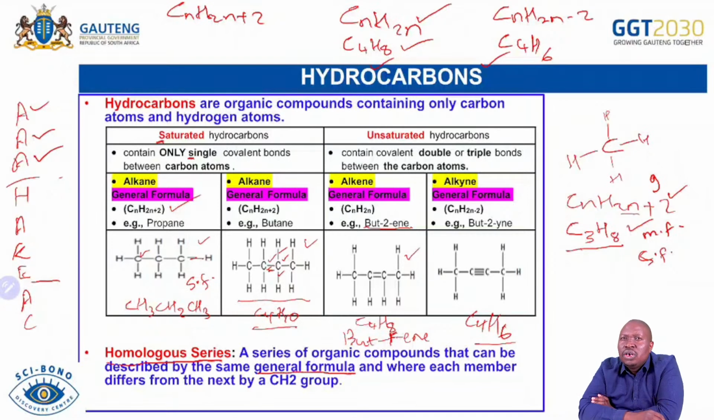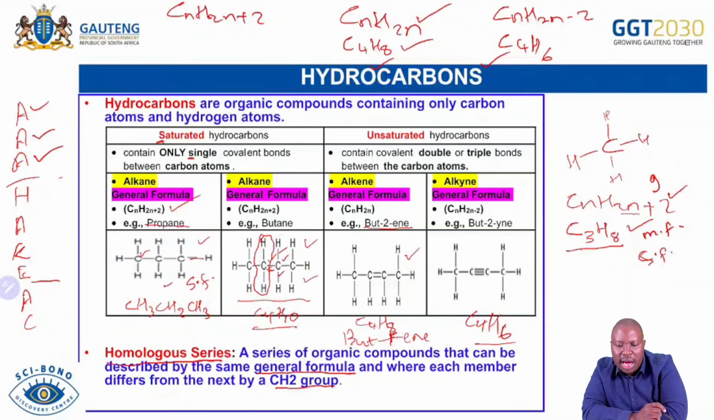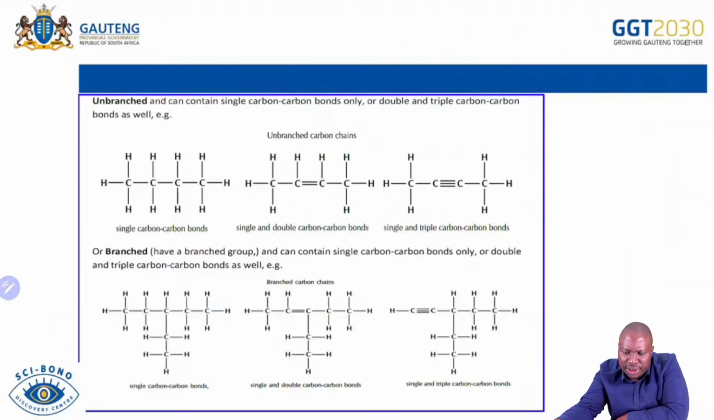So if you belong to the same homologous series, your general formula must be the same. And each member will differ from the next by the CH2 group. You can see when we move from propane here, the difference there is a CH2 group. It shows that they belong to the same homologous series because each member differs from the next by a CH2 group. I hope that helps you to have these basics, because they will help you now as we go to do the questions, so that you know where the questions are coming from.